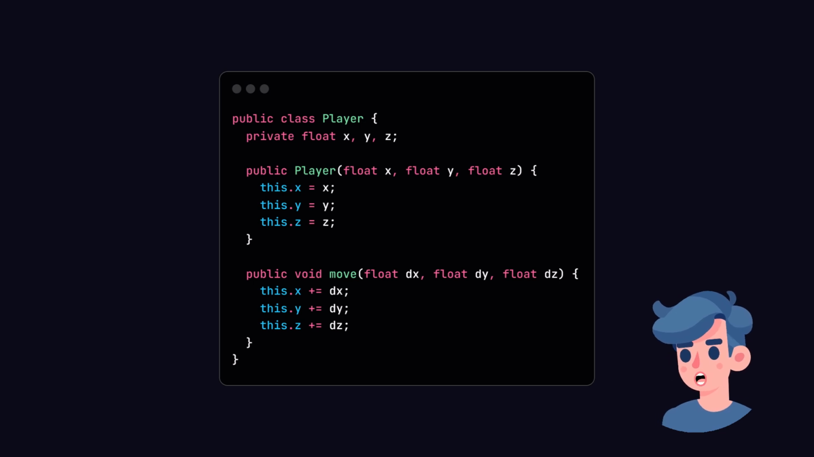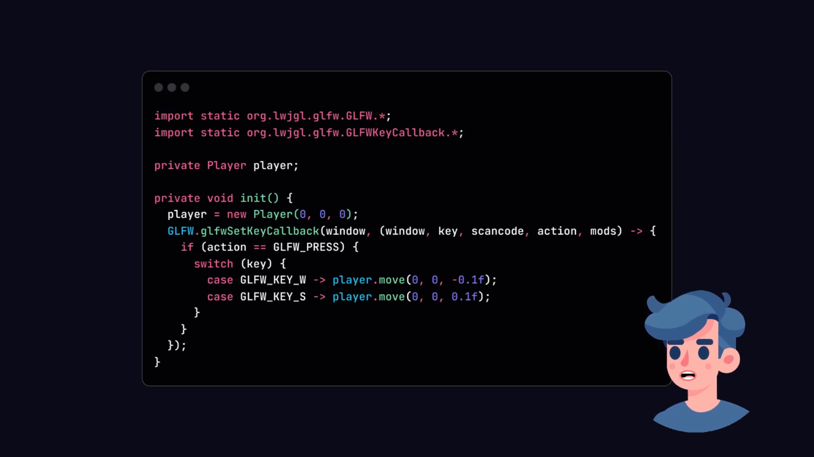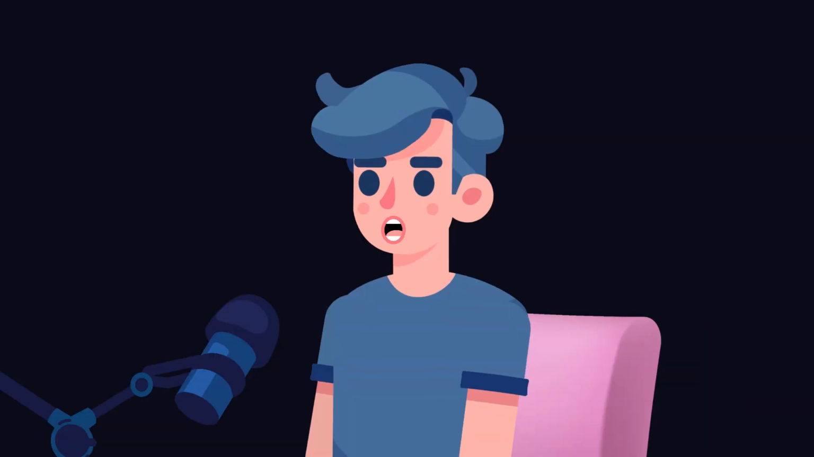Next, let's create a simple player model. We'll define a player class to manage our player's properties, such as position. We will create an instance of the player class in the game class and move it around. To do this, modify the loop method to respond to key presses. Now, run your game and try moving the player with the W and S keys. You'll notice the player's position changes.